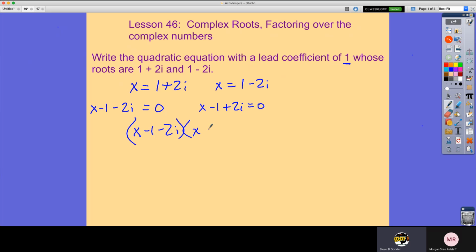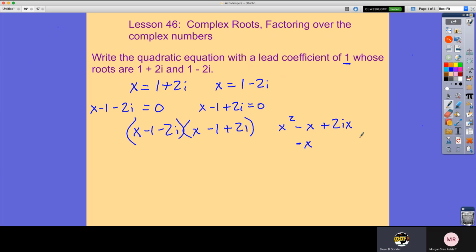So we are going to have to multiply these two together to be able to come up with our equation. So big, huge distributive property problem at this point. So we're going to have to take x times all three of these. So we've got x squared minus x plus 2ix. Then we're going to have to take a -1 times all three of these. So -1 times x is -x. I kind of stack mine to keep my like terms together. You can do it however you want though.